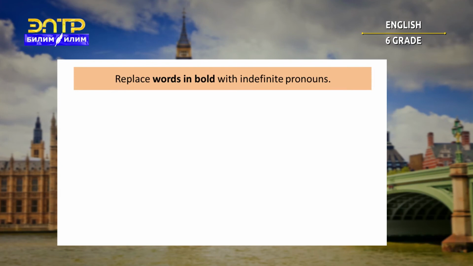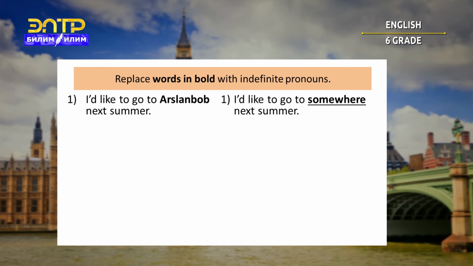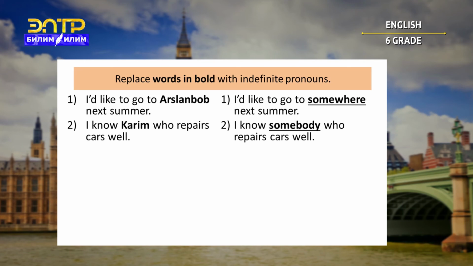Okay. Now, students, read the sentences and replace the words in bold with indefinite pronouns. Number 1: I'd like to go to Arslan Bob next summer. We have a word in bold, Arslan Bob. It's a place and the sentence is positive. So the correct sentence is: I'd like to go somewhere next summer. Number 2: I know Karim, who repairs cars well. The word in bold is Karim. It's a person, and the sentence is positive. So, the correct sentence is: I know somebody who repairs cars well.